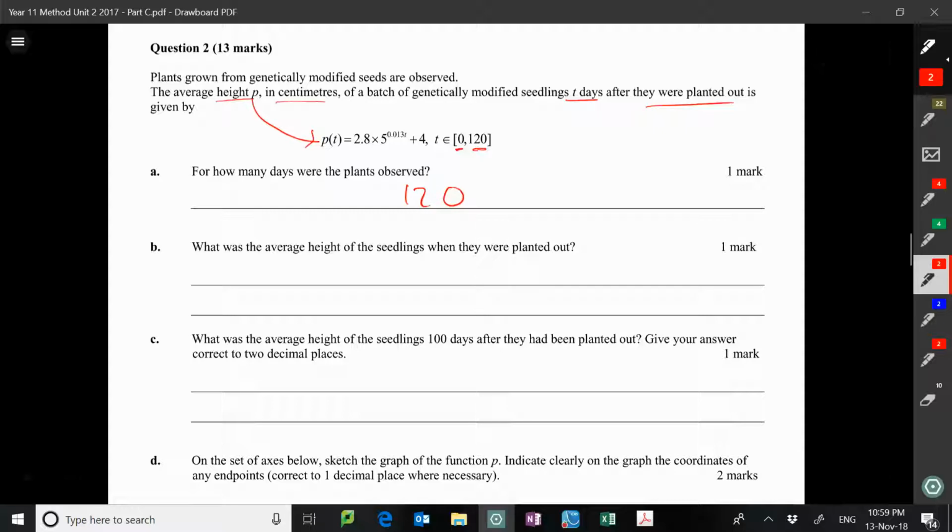Yeah, if you really try to understand the problem, it was 0 to 120. These are the days. So you start at 0 days to maximum 120 days. So it's 120 days, yeah? What was the average height of the seedlings when they were planted out? Now, average height just means when you first started, what was the height on average? Because it says when they were planted out. So really when t equals 0, that's when you first started, what was the average height?